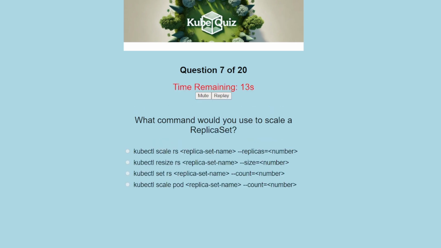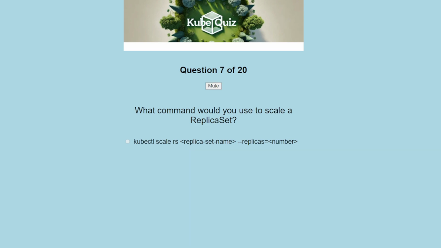What command would you use to scale a replica set? kubectl scale rs <replica-set-name> --replicas=<number>. kubectl resize rs <replica-set-name> --size=<number>. kubectl set rs <replica-set-name> --count=<number>. The correct answer is, kubectl scale rs <replica-set-name> --replicas=<number>.